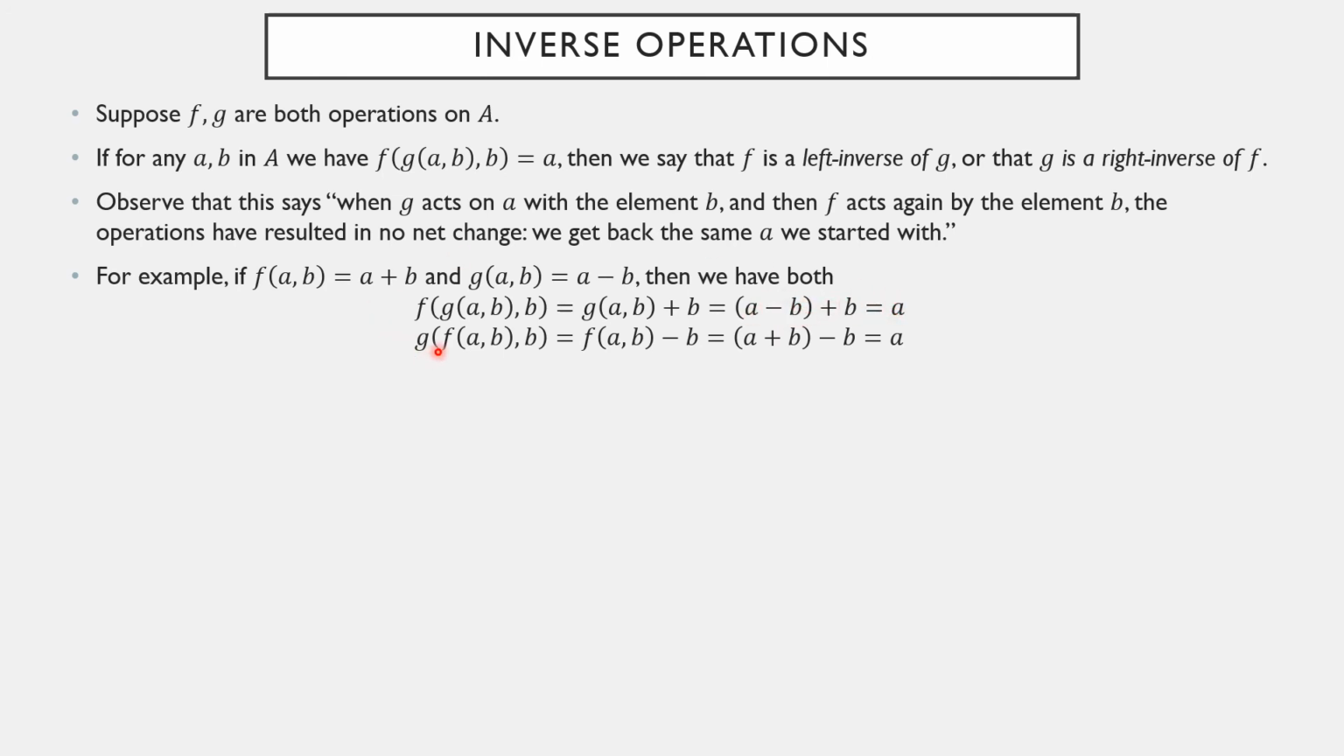And if I tried acting in the other order, g of two things is to take the difference, but f of two things is to take the sum, and again, the b's are going to cancel out and I get out a. Summation and subtraction are inverse operations of one another, no big surprise.